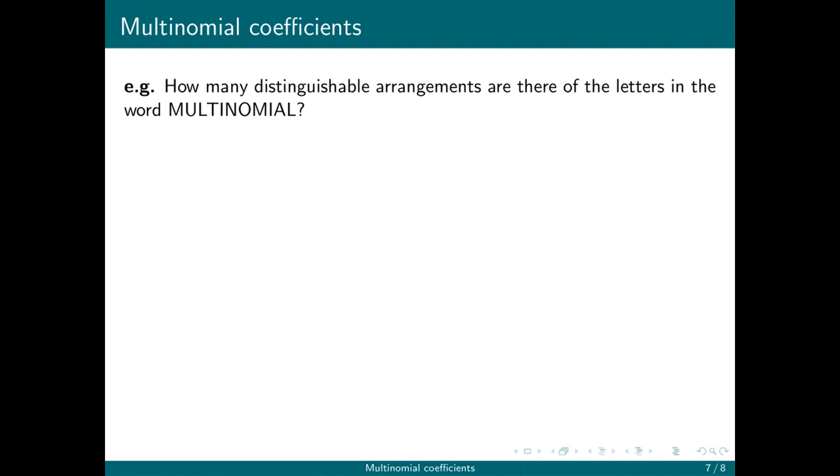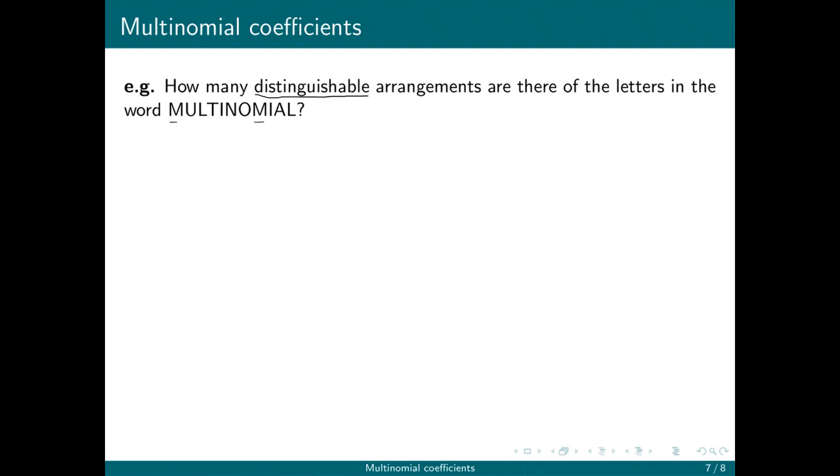All right, one last example of something that multinomial coefficients can help us count. How many distinguishable arrangements are there of the letters in the word multinomial? Notice that I said distinguishable arrangements, meaning that I have to be able to tell them apart. It's going to matter where the M's get placed because there's two M's, so I can swap those freely and I can't tell the word apart. So I only want to count the number of arrangements that I can tell apart.